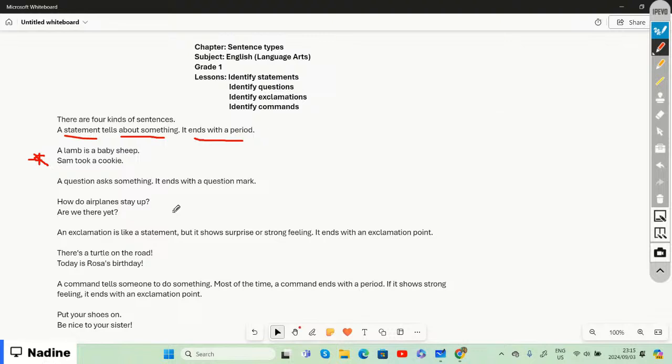Then we have the next kind of sentence, which is a question. A question asks something. So if you want to ask a question, then your question needs to end with a question mark.